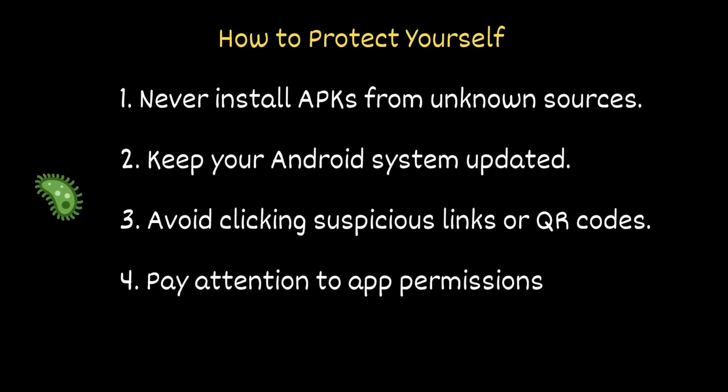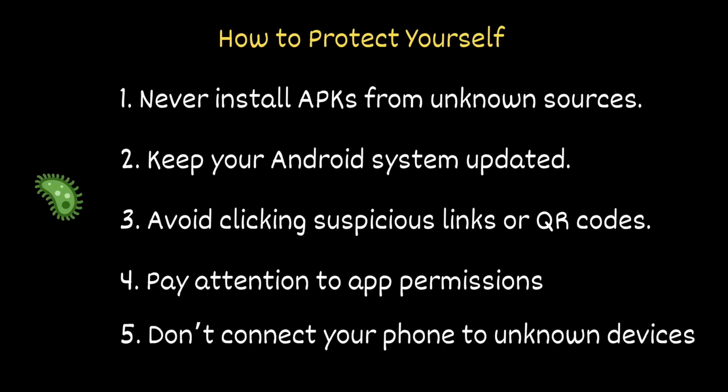Pay attention to app permissions. Always review the permissions an app is asking for. If a simple flashlight app wants access to your microphone or SMS, something's wrong. And finally, avoid plugging your phone or laptop into unknown devices, especially in public places like airports, cafes, or charging stations. A simple-looking USB charger could actually be a data transfer point, capable of stealing files, installing malware, or opening a backdoor without you ever noticing.